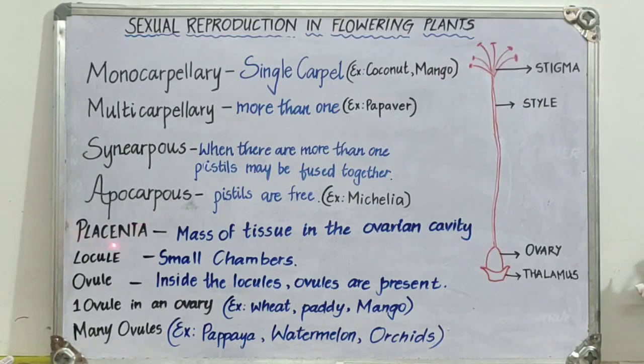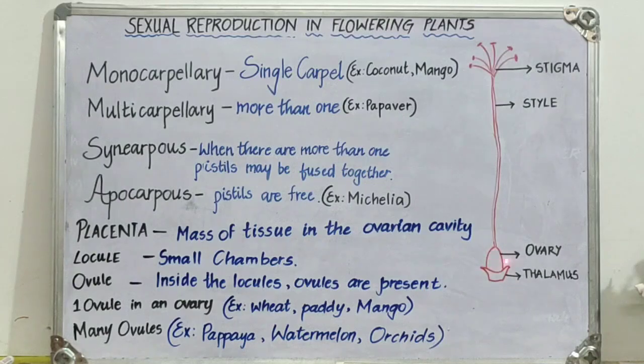Then let us see placenta. What is placenta? Here we are seeing the entire portion which is called carpel or pistil. This is the female reproductive part of a flower, isn't it? It comprises three parts: one is stigma, second is style, and this is the ovary part. Stigma, style and ovary are there, and below the ovary there is a thickened portion at the end of the ovary, and that is called thalamus.